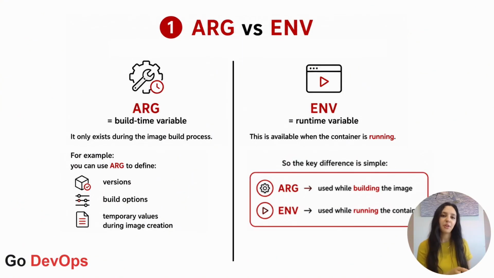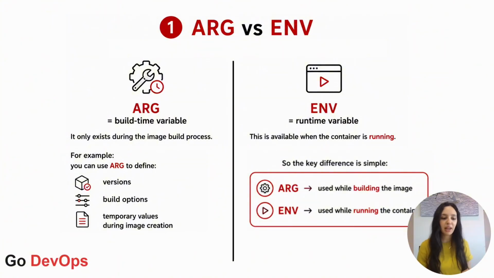Before we go into the terminal, we need to understand 4 important concepts that take us one level higher in container designs. So the first one is the difference between ARG and ENV. This is one of the most important distinctions in container builds. First, ARG is the build time variable. It only exists during the image build process. For example, you can use ARG to define versions, build options, or temporary values during image creation.